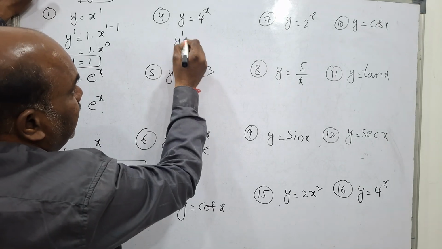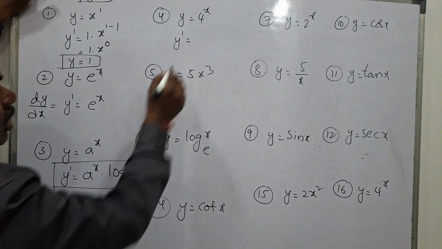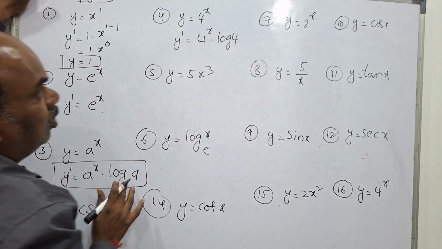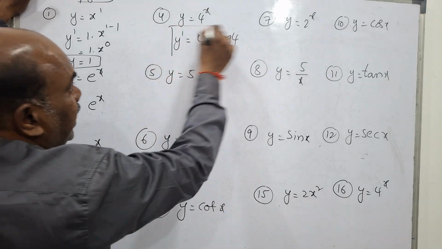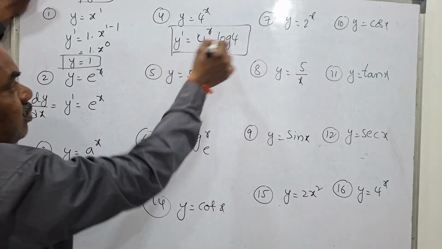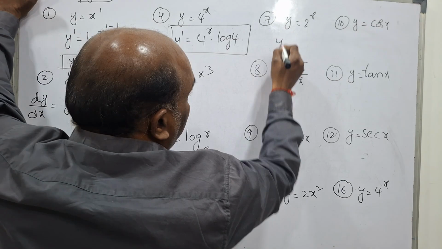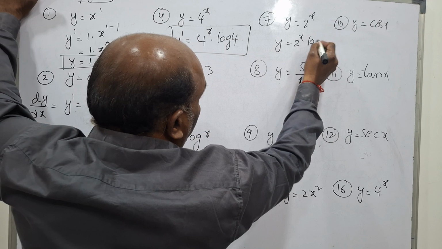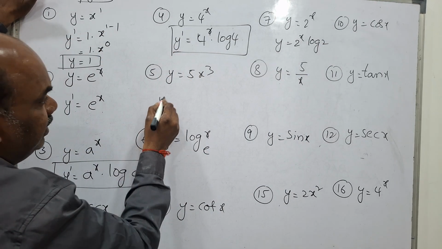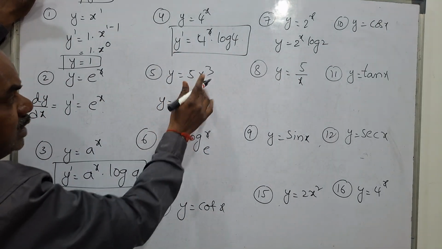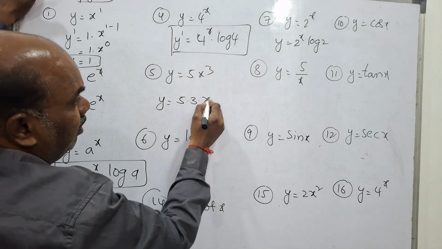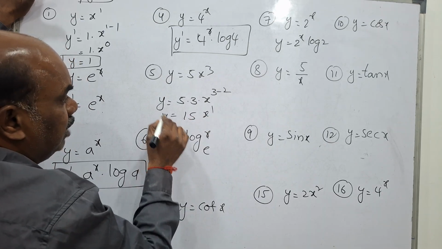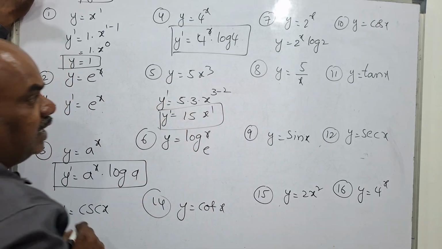Now y dash, this is in the form of a power x, beta: 4 power x into log 4. Constant power variable: write the same function as it is, into log of the constant. Now y is equal to 2 power x: 2 power x into log 2. Now it is in the form of constant into x power n: n into x power n minus 1. 5 3s are 15 x power 1, that means 15x. Y dash is equal to 15x.